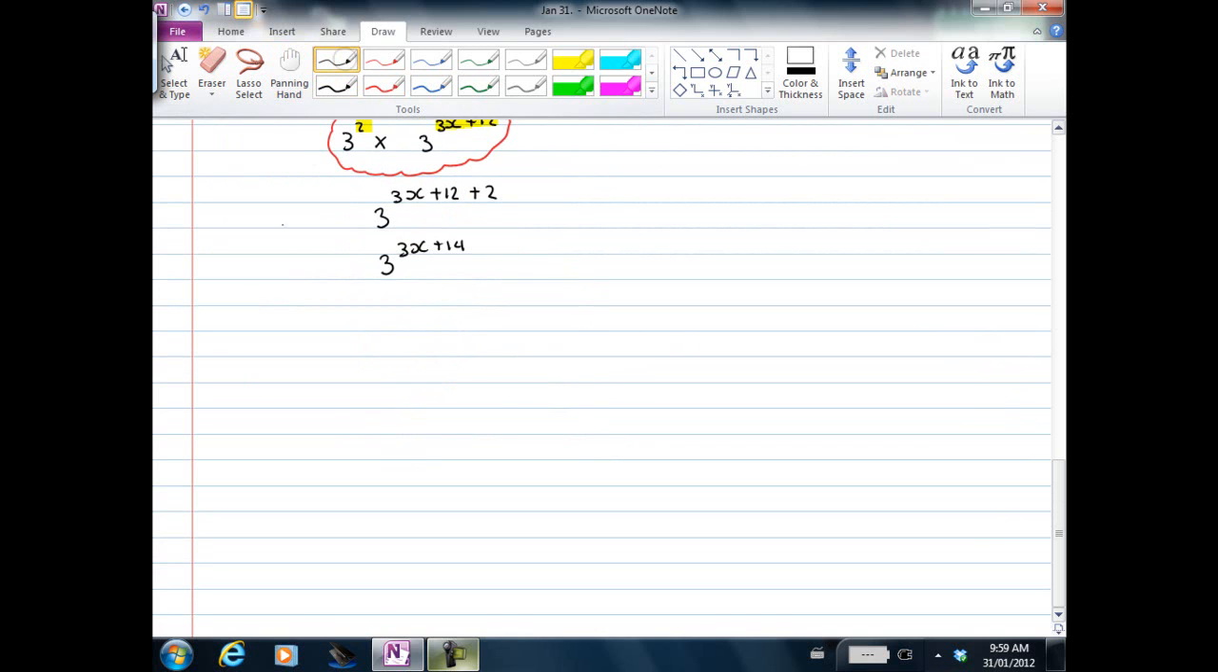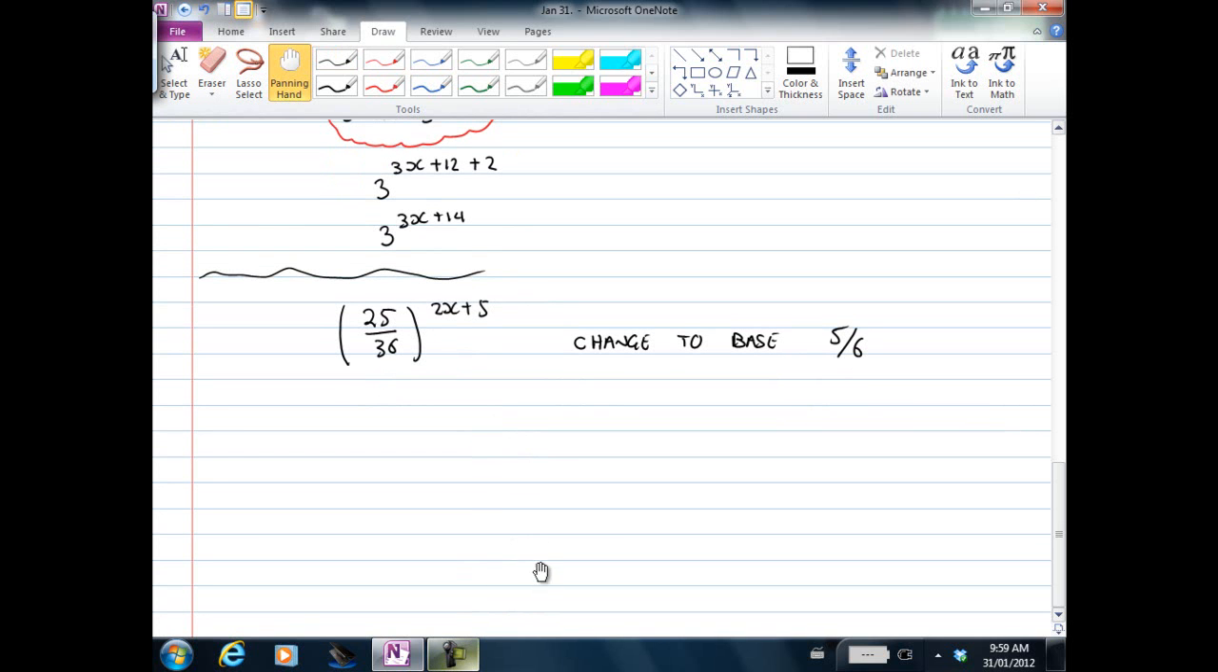Try this one. A bit more challenging. I make it more difficult every single time. What if I give you this? Some of you hate this because you have fractions. 25 over 36 to the power of 2x plus 5. I hate that base. It's too messy. Let's change it to base 5 over 6. Wow. How would this work? Change to base 5 over 6. Go for it. You have to learn to work with fractions. You can't be afraid of fractions. I'm going to give you a few minutes to try this on your own.